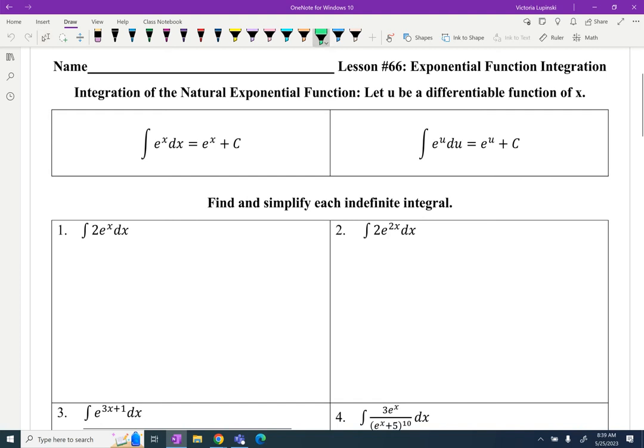All right, so this is our final lesson of the year, and again, it's 66. This is exponential function integration. So if you thought that taking the derivative of e to the x and e to the u was easy, well, then you're going to think that the integrals are just as easy.